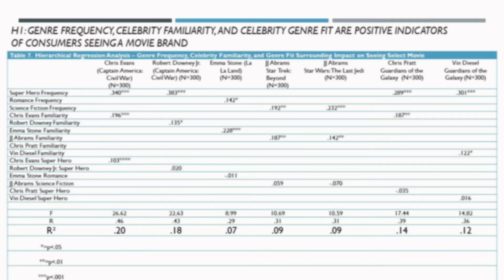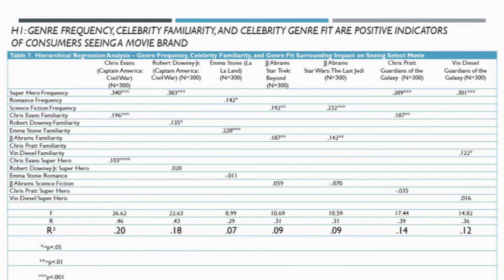Let's move along. Again, you can see here that familiarity was very important, but not so much fit. This is really interesting. It was not the case that celebrity fit really made a difference here. Vin Diesel's fit with superhero, Chris Pratt's fit with superhero, J.J. Abrams' fit with science fiction, Emma Stone with romance. The only fit that really was predictive was Christopher Evans' superhero fit. You'll see that in the first column where Christopher Evans is. You'll see the stars, if you will.